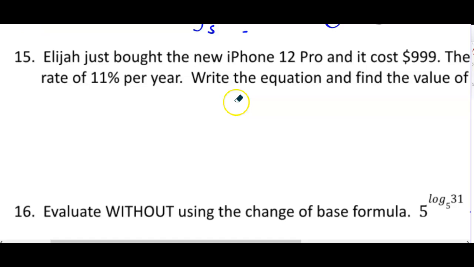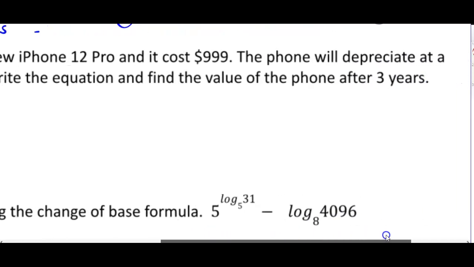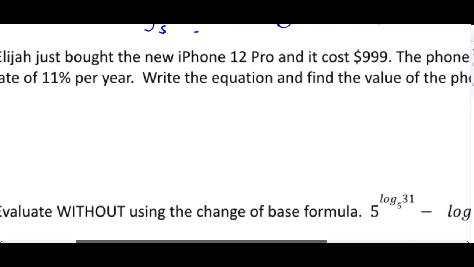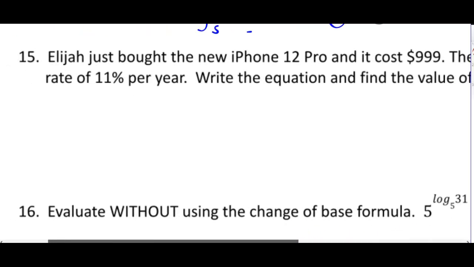Alright. So right here it says Elijah wants a new iPhone 12 Pro that costs $999. The phone will depreciate at a rate of 11% per year. Write an equation and find the value of the phone after 3 years.